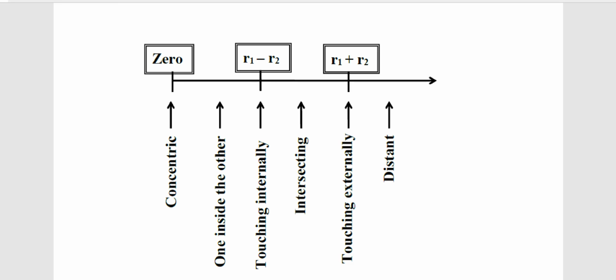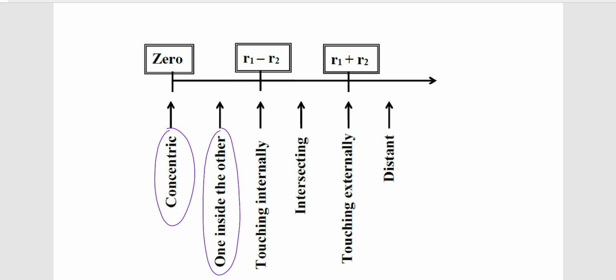Look at this line segment which shows the position between two circles. When the distance between the two centers equals 0, or MN equals 0, then the two circles are concentric. And if the distance between the two centers is smaller than the difference between the two radii, then the two circles are one inside the other.